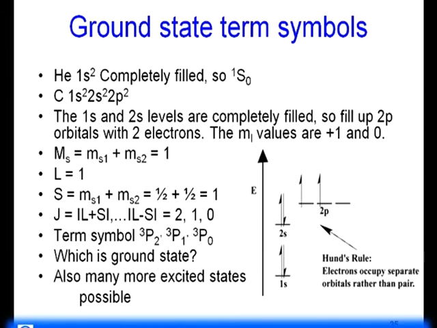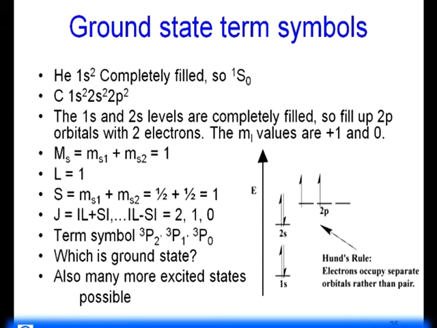Carbon is 1s2, 2s2, 2p2. The 1s and 2s levels are completely filled, as I said, so you only worry about the 2p orbitals and we have to fill them with 2 electrons. How do we fill them up? The 1s and 2s we have disregarded. We are looking at the highest occupied level, which is the 2p level. Now here there are 3 orbitals. The L value is equal to 1, so the ml values are equal to plus 1, 0 and minus 1. Remember these values run from plus L to minus L.